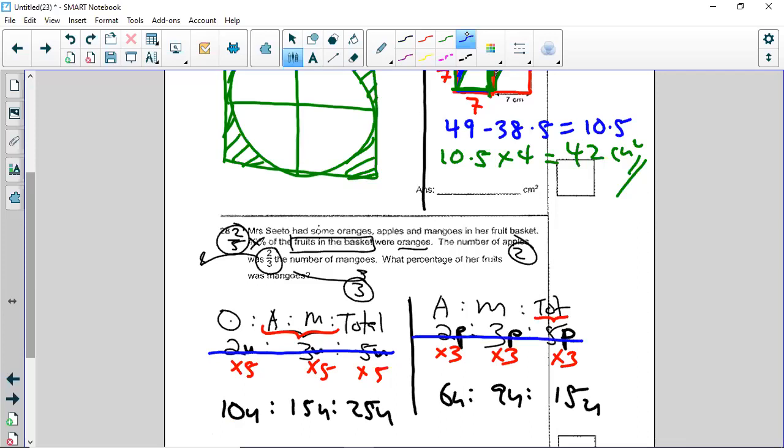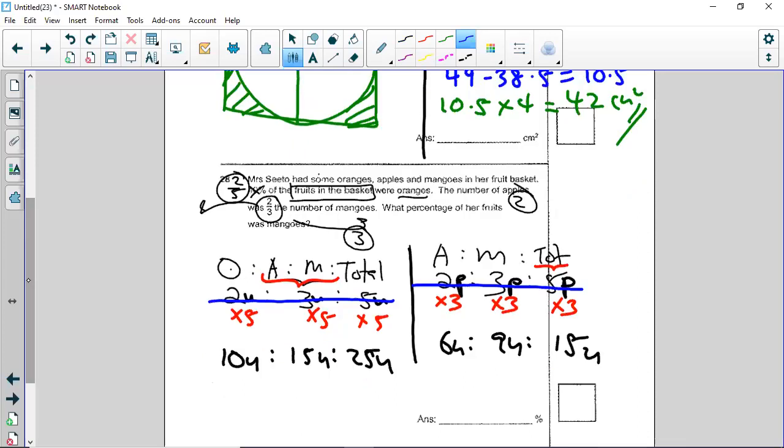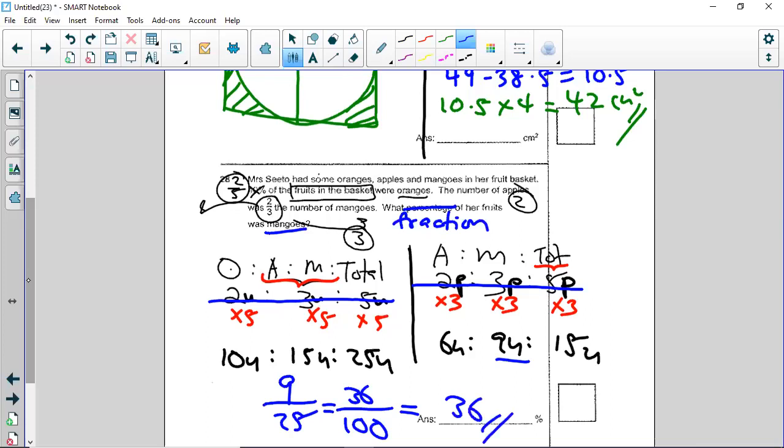So what percentage of all the fruits? So what do you do? Change this one to what fraction? Remember before you get your percentage, write as a fraction first. So what fraction of all the fruits, which is 25 units, were mangoes? So mangoes is 9 units. You got your fraction already. Then how do you get your percentage? You just have to times 4 to get 100. And then 9 times 4 is 36. And once your denominator is 100, then 36%.